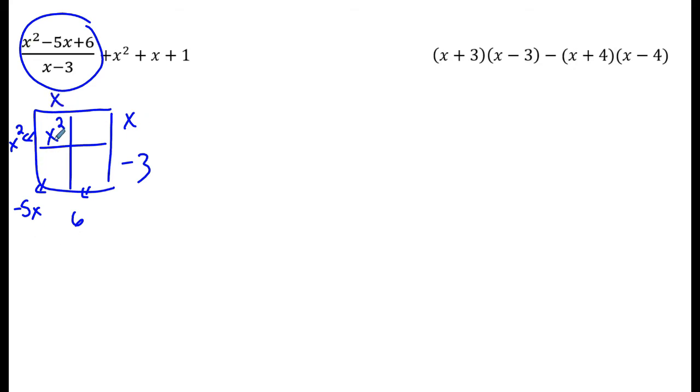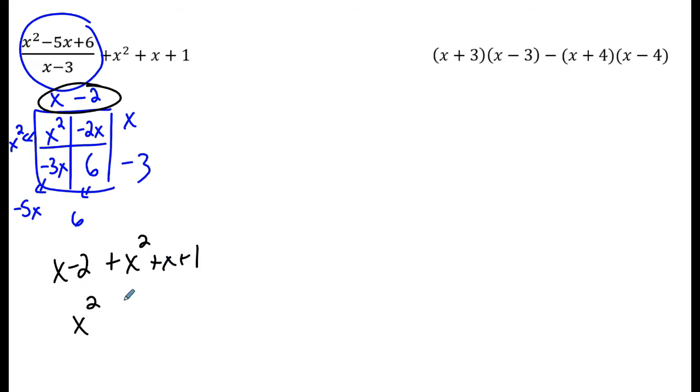Alrighty, x times x is x squared, because I stopped and asked myself, what times x is x squared? Well, x times x is x squared. That's a negative 3x. That's a negative 2x. Well, negative 2 times x is negative 2x. That's 6, it checks out. So what's my actual quotient there? When I divide those two, I'm left with x minus 2 plus x squared plus x plus 1. Combining my like terms, x squared plus 2x minus 1. That's my final answer. That trinomial there is equivalent to all of that nonsense up there.